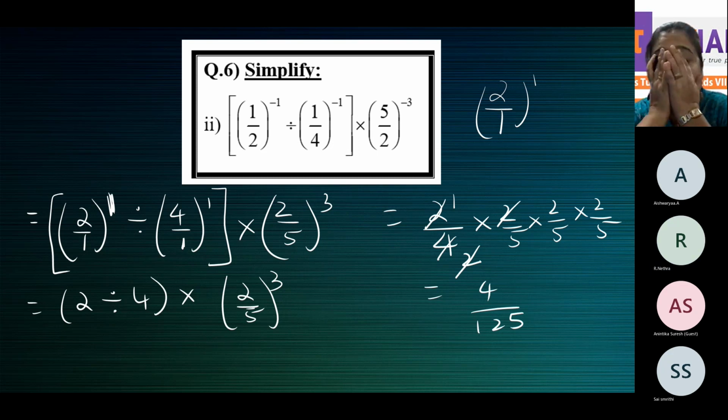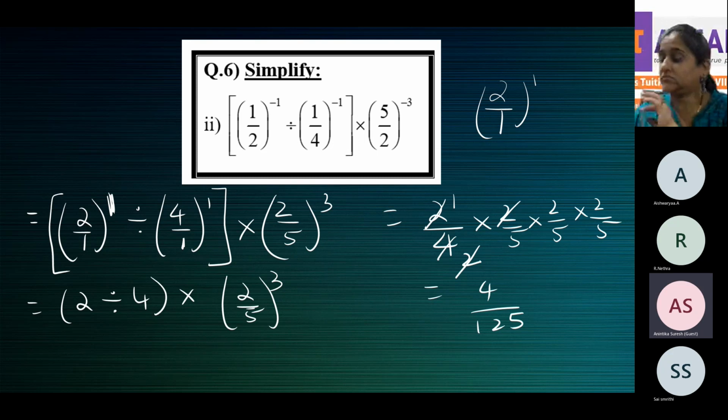Where did you go wrong, Anantika? I accidentally wrote 2 divided by 4 as 2. That's why I got 16 upon 125. Okay.